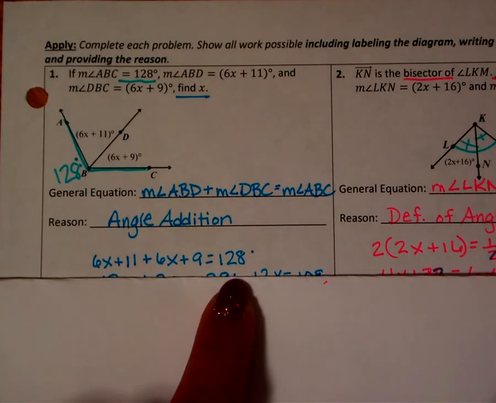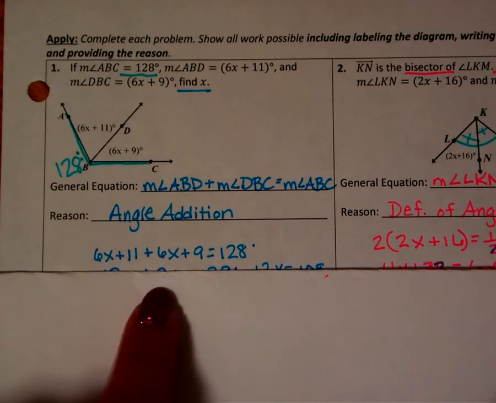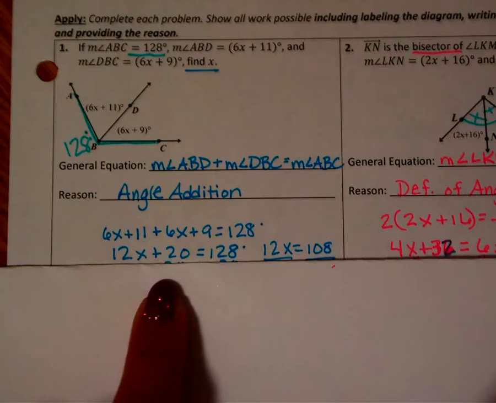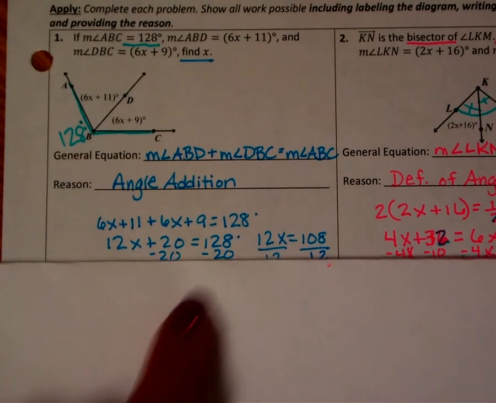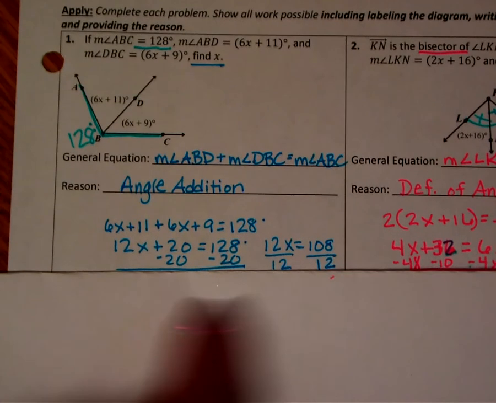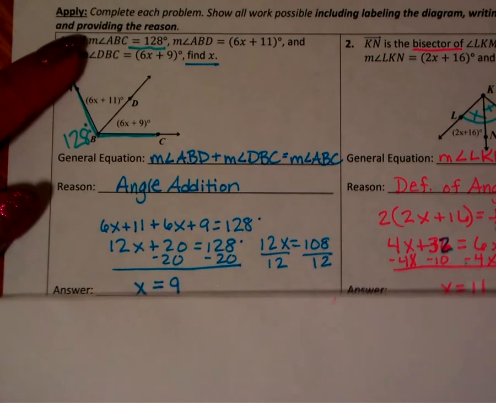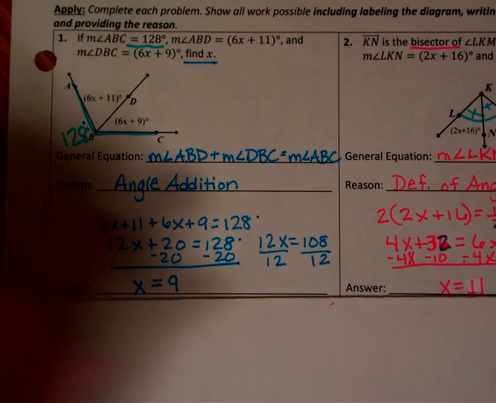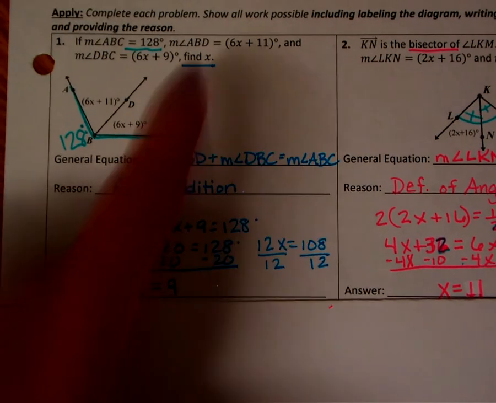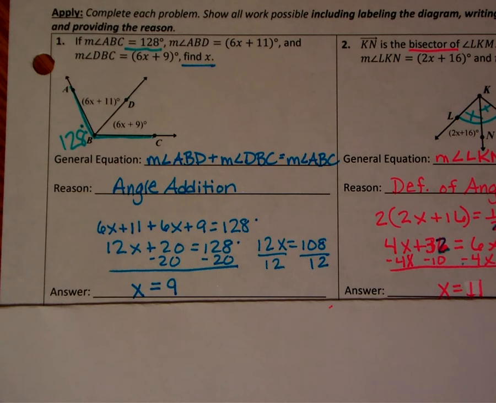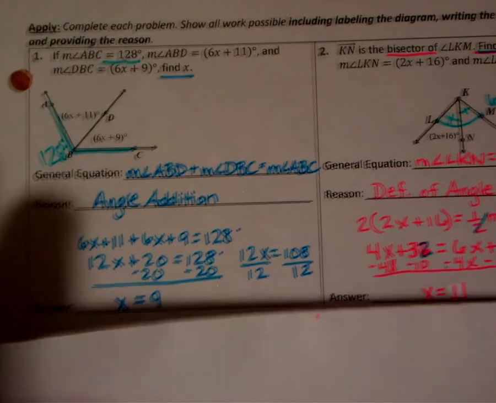Combine like terms to simplify the left side to 12x plus 20. So subtract your 20, and then divide by 12, and it gives us x equals 9, which is what it asked us to do. Remember, we did example 2 yesterday, so we're going to go down to example 3.